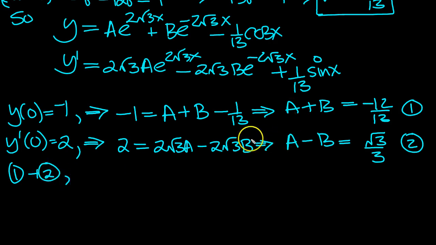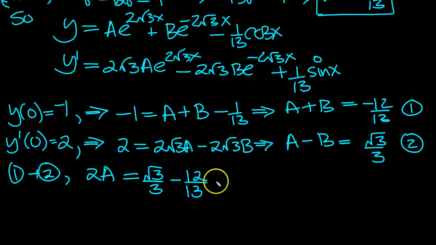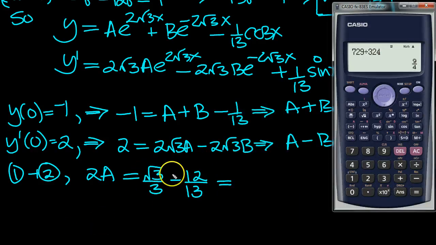What does that give then? 2a equals, and then we add these numbers up. So we've got root 3 over 3 minus 12 over 13. Not nice. So should we get the decimal? I think so this time, because it's not a nice surd, is it?